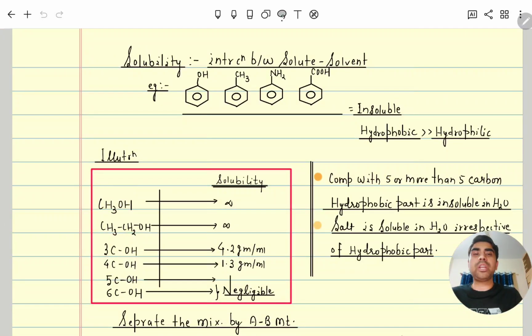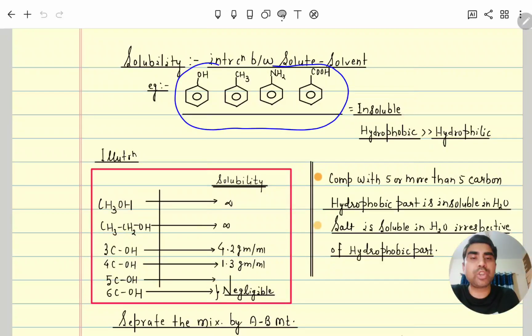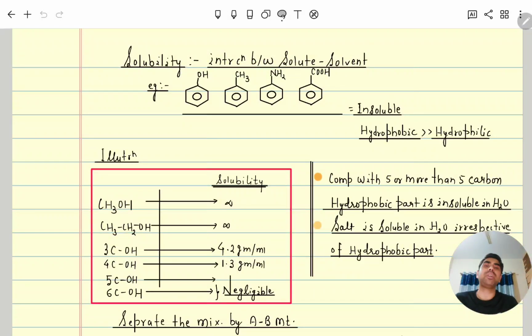Next, coming to solubility. Solubility means interaction between solute and solvent. The more the interaction of solute and solvent, the more the solubility. Let's suppose a case study: all those compounds are hydrocarbons, and in water, which of the compounds will be soluble? None of the compounds will be soluble, even though you are seeing polar bonds and all, still it is insoluble. Why?